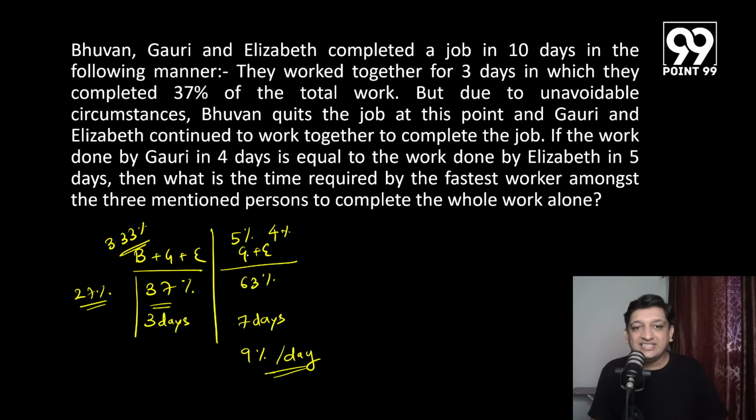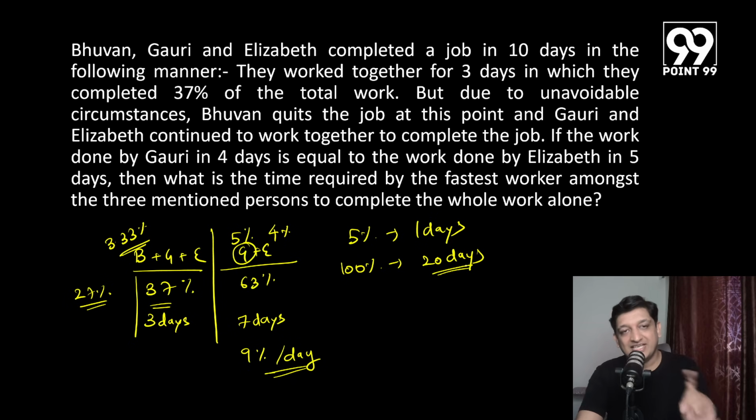So we know that Gauri is the fastest worker. Gauri does 5% of the work every day. Now if she does 5% of the work in 1 day, how many days will she take to complete 100% of the work? The answer is very straightforward. It is going to be 20 days. So the correct answer here is 20. Let's look at the next question.